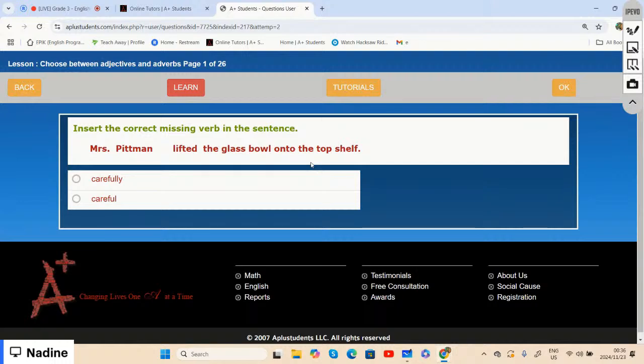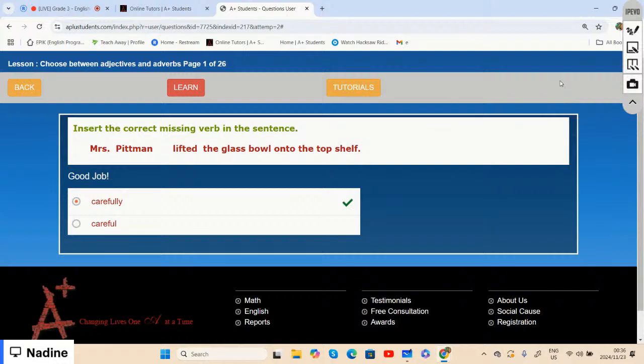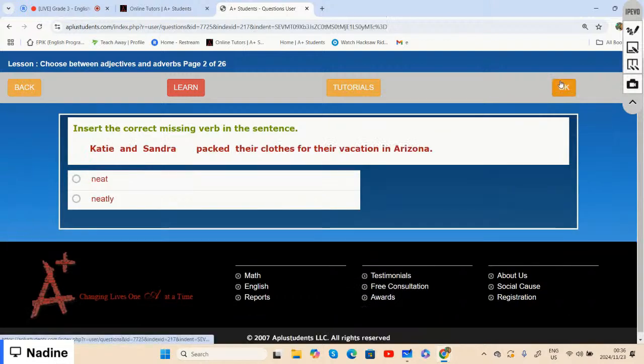All right, and if we were to choose the correct missing verb within the sentence, then we will say Mrs. Pittman carefully lifted, because lifted is a verb, it's an action, the glass bowl onto the top shelf. Well done. Option one is correct.